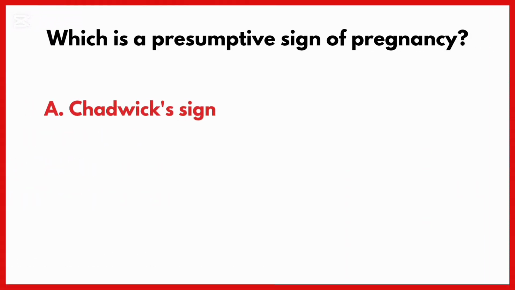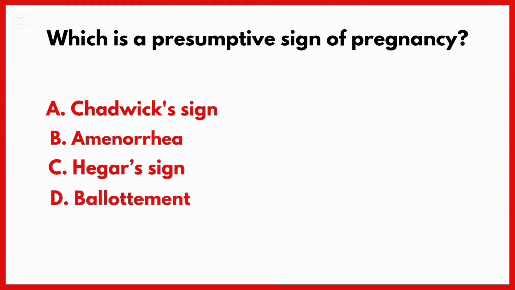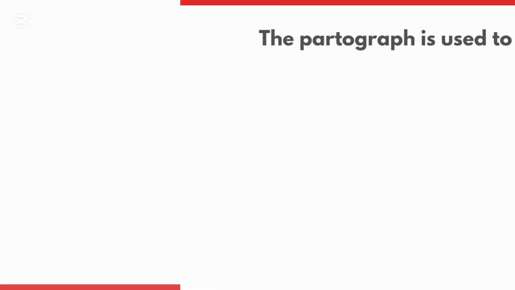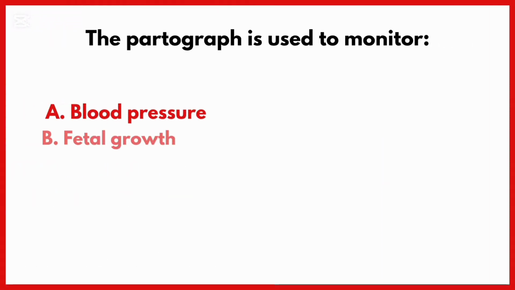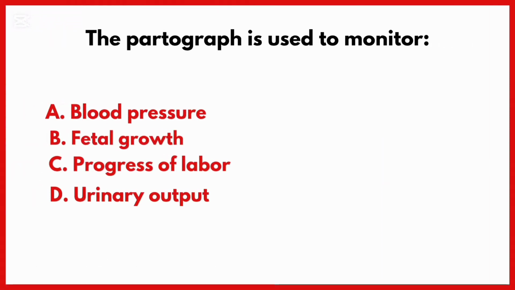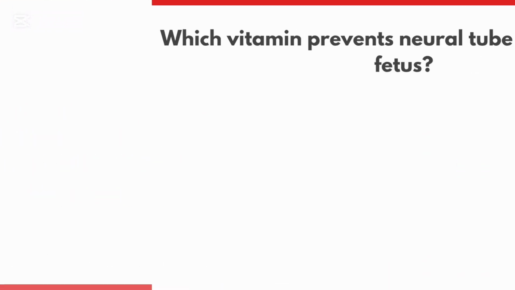Which is a presumptive sign of pregnancy? Correct answer is option B, amenorrhea. The partograph is used to monitor. Correct answer is option C, progress of labor.